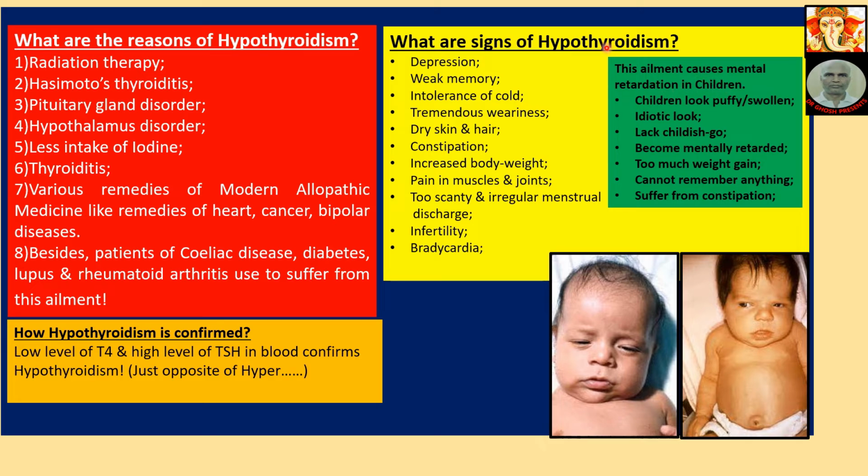Hypothyroidism is far graver compared to hyperthyroidism. Children look puffy, swollen, with an idiotic look, and lack childish go. As a child, some normal behavior will be lacking. They become mentally retarded, with too much weight gain, cannot remember anything, and suffer from constipation.